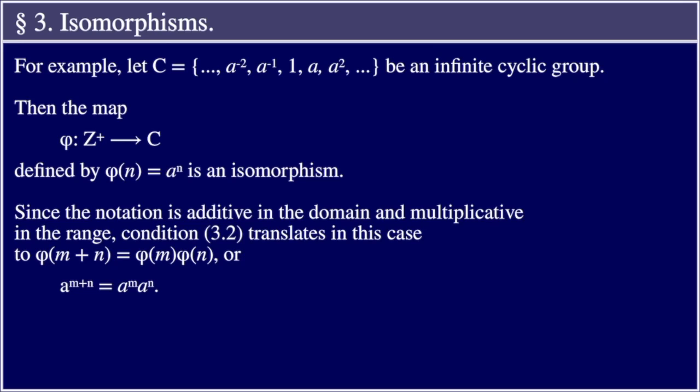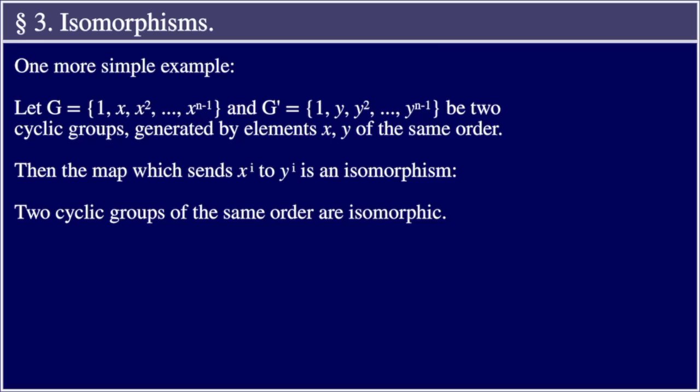Or a to the m plus n power equals a to the m times a to the n. One more simple example. Let G equal the set {1, x, x squared, ..., x to the n minus 1}, and G prime equal the set {1, y, y squared, ..., y to the n minus 1} be two cyclic groups generated by elements x and y of the same order. Then the map which sends x to the i power to y to the i power is an isomorphism. Two cyclic groups of the same order are isomorphic.